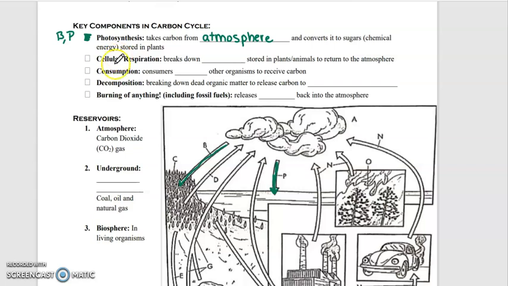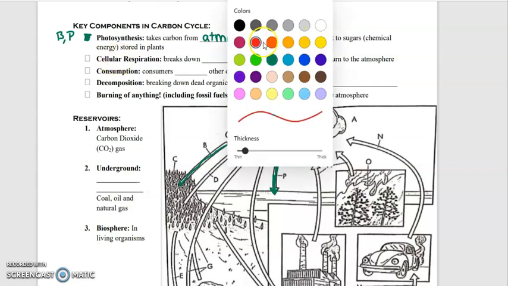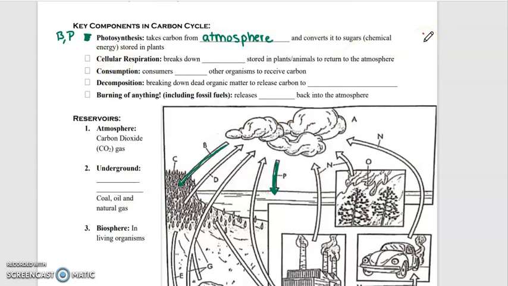Okay. Now, before we get to cell respiration, which is when we break down that carbon dioxide, we have to think about the idea of consumption. So cool, plants have now taken carbon in from the atmosphere, but how is that going to be transferred to maybe a consumer?